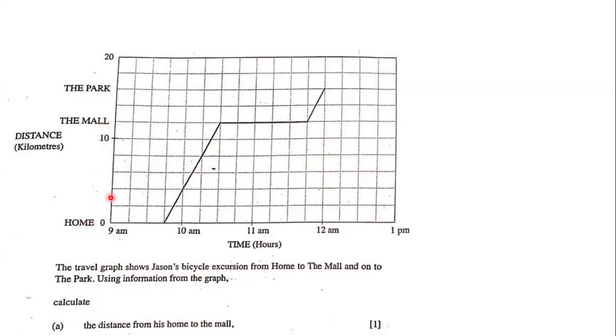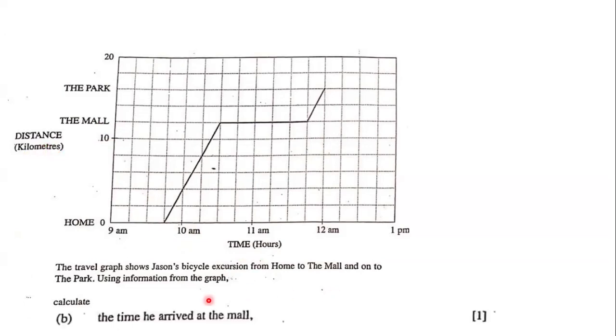And so we're gonna count in twos. So this is 2, 4, 6, 8, 10, and 12. So the distance from his home to the mall is actually 12 kilometers, because distance is measured in kilometers.